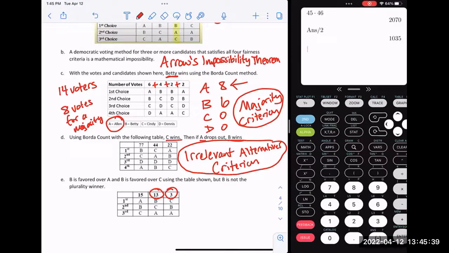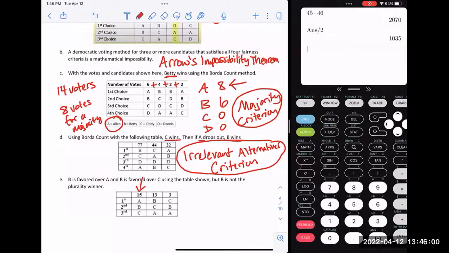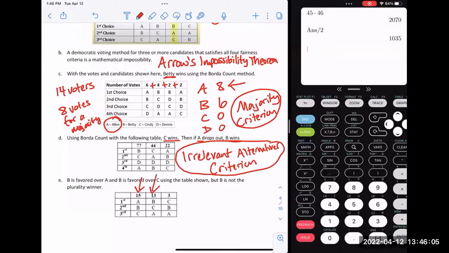So if you look at B versus A, you would have 16 voters that prefer B and only 15 that prefer A. So B is preferred over A. B is also preferred over C. So if you look at every single one of these except for the 3 voters, these 15 voters prefer B more than they prefer C because B is listed higher. These 13 voters prefer B more than they prefer C. And only these last 3 prefer C more than they prefer B.